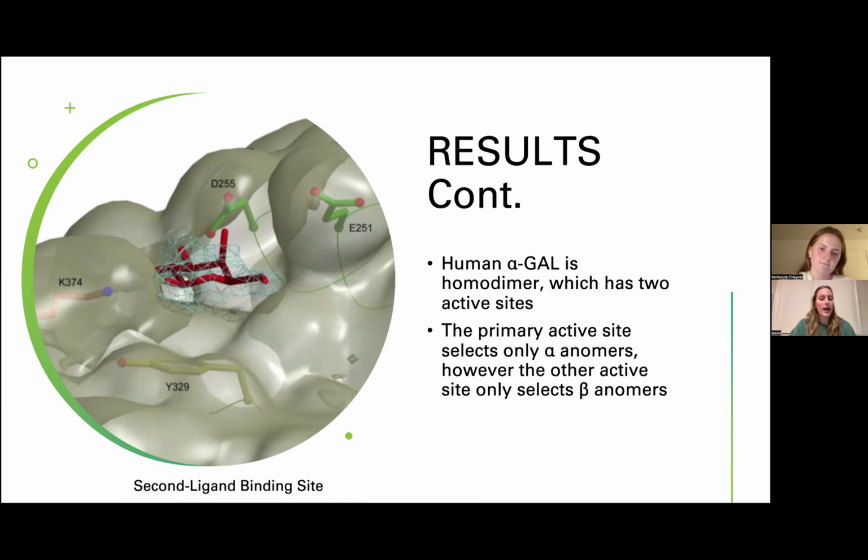They determined that the first active site, however, only selected alpha anomers, and they determined this by putting in a mixture of 70 to 30 beta to alpha anomers of galactose and found that only alpha were bound. And they also found that the second active site only binds beta anomers. So in this image here, they constructed a diagram of the second ligand binding site, which only would select beta anomers, and it has tryptophan as its primary amino acid.